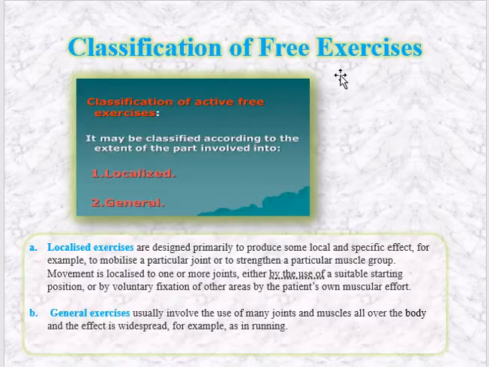Classification of free exercise. It may be classified according to the extent of the part involved into two types: localized and generalized. Localized exercises are designed primarily to produce some local and specific effects, for example, to mobilize a particular joint or to strengthen a particular muscle group. Movement is localized to one or more joints, either by the use of a suitable starting position or by the voluntary fixation of the other areas by the patient's own muscular effort.